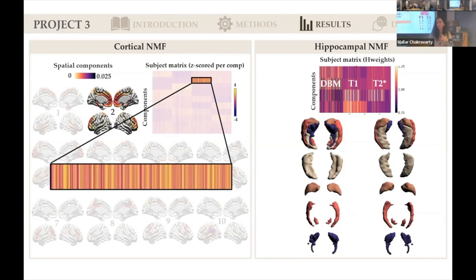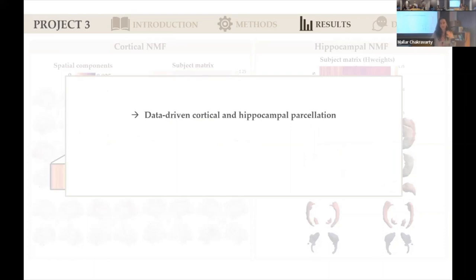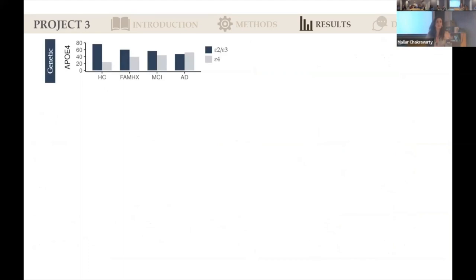So overall, we used the data-driven approach to parcellate the cortex and the hippocampus, and we obtained some parcellation that was consistent with previous findings. But now we wanted to know how those components relate to individuals' health. For that, I wanted to include a lot of different risk factors for aging or Alzheimer's disease.